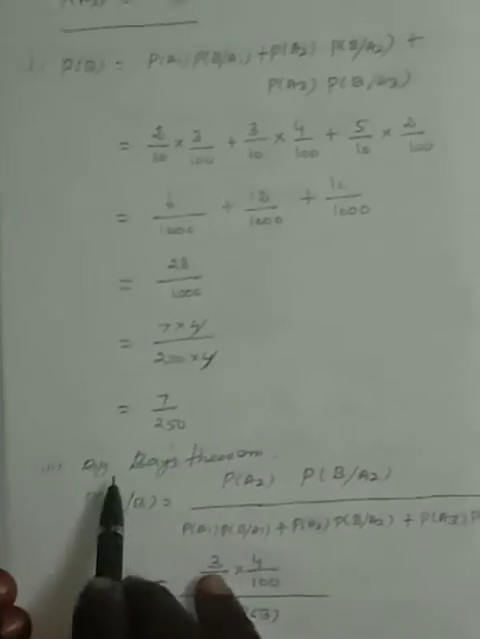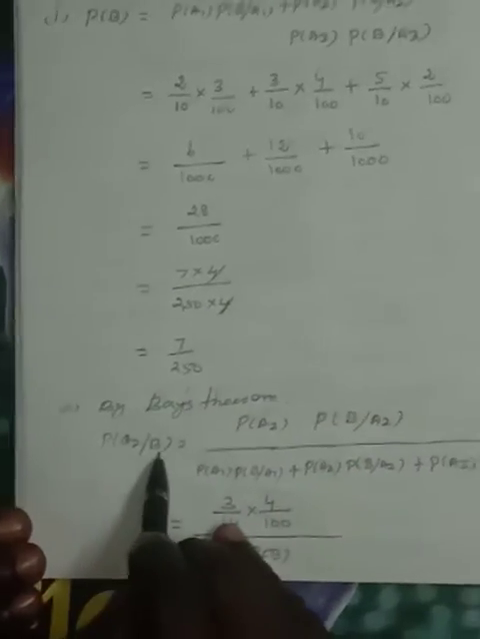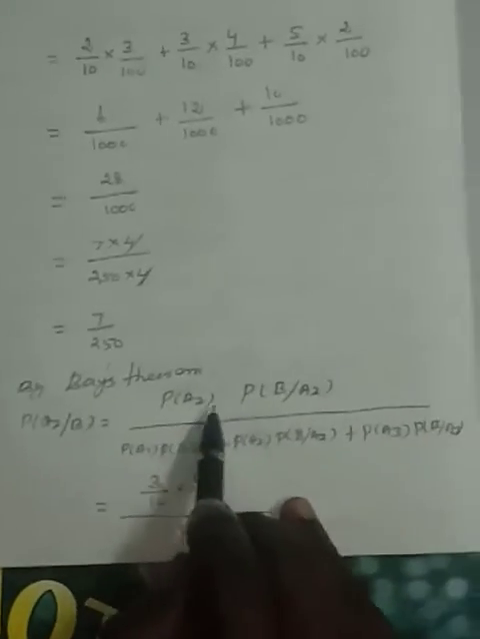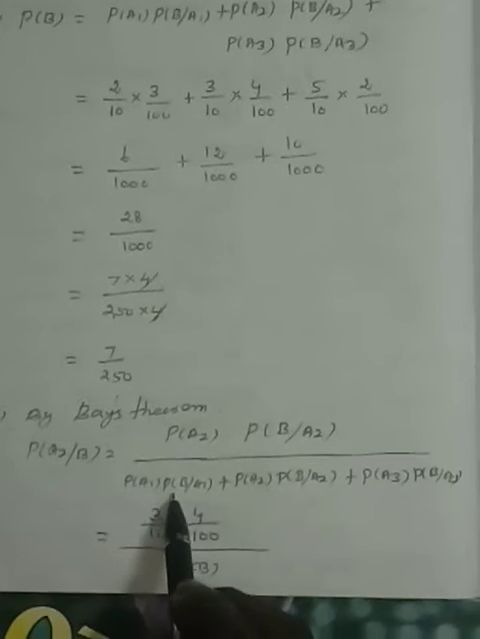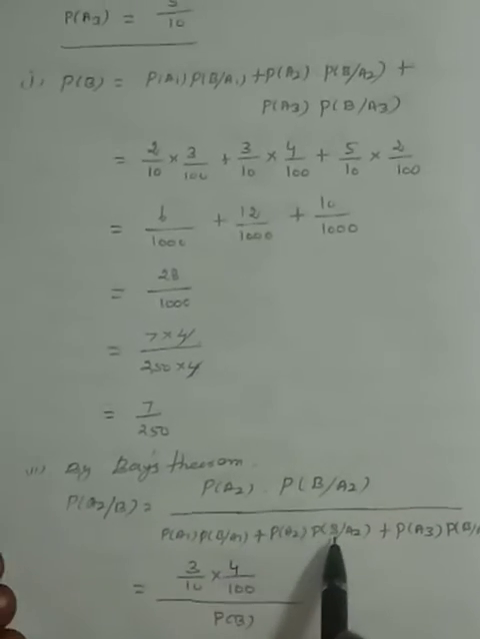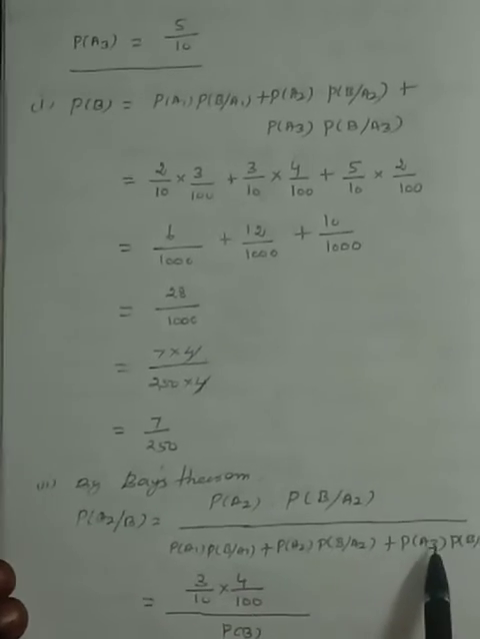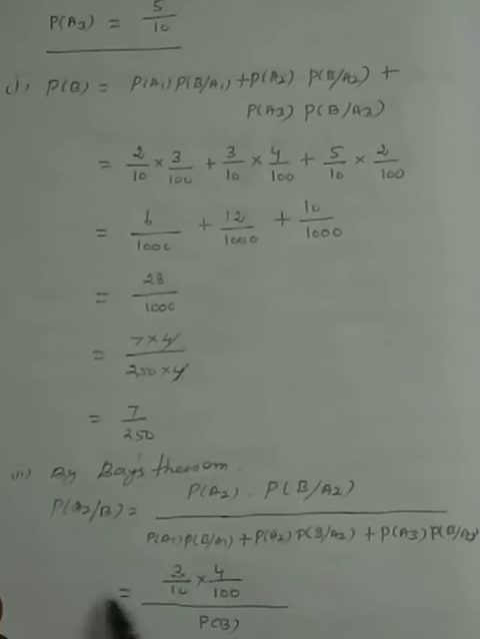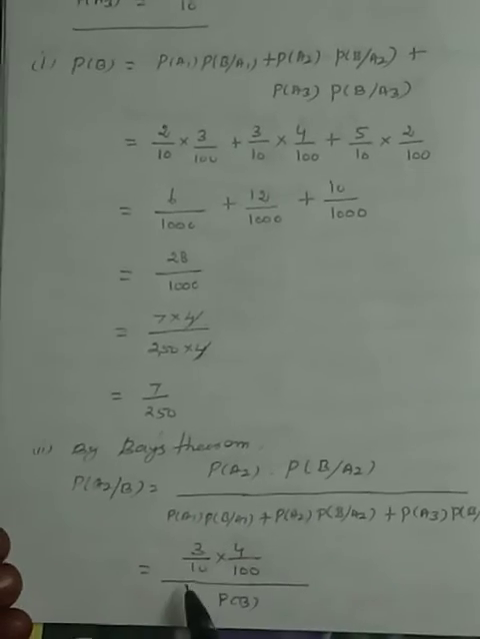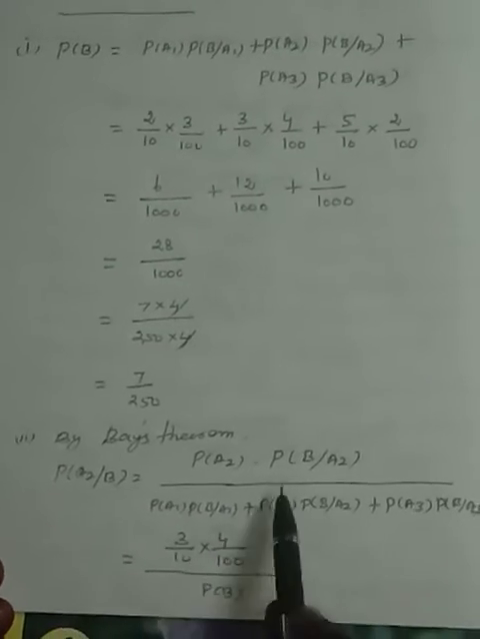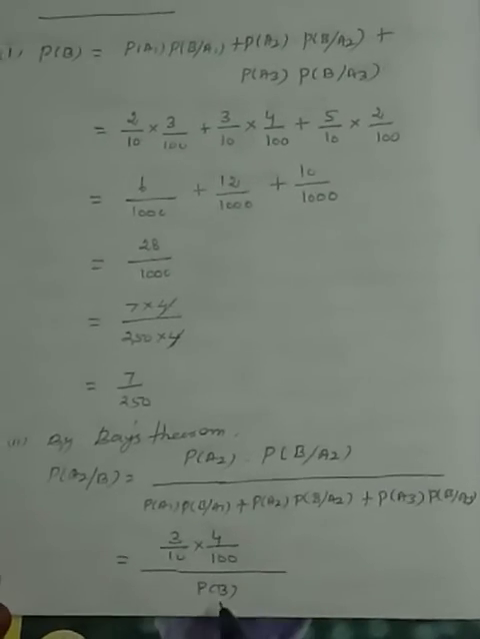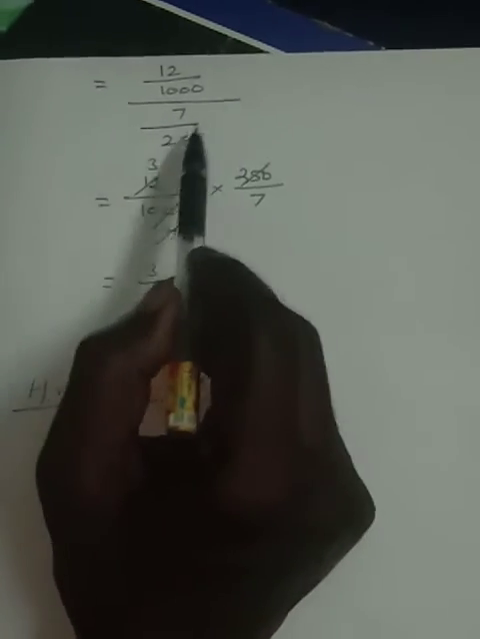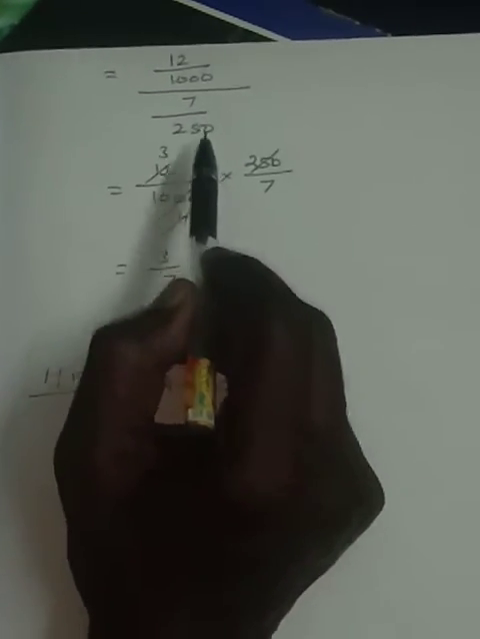Solution number 2. By the Bayes theorem, P of A2 by B is equal to P of A2 into P of B by A2, divided by total probability, P of A1 into P of B by A1 plus P of A2 into P of B by A2 plus P of A3 into P of B by A3. Now numerator P of A2 is 3 divided by 10. P of B by A2 is 4 divided by 100. Whole divided by P of B, the total probability, 12 divided by 1000, whole divided by 7 by 250.